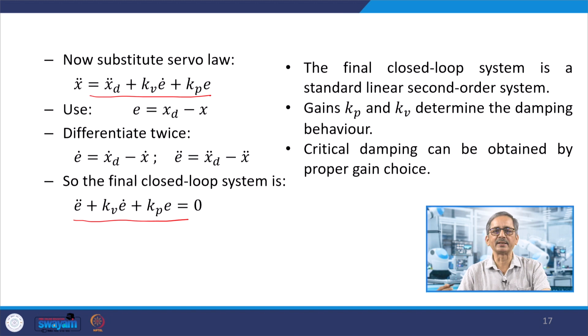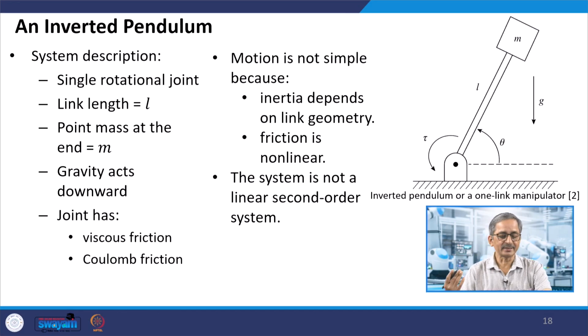So it is a standard linear second order system, and gains Kp and Kv determine the damping behavior. As we have seen, our aim is always to have critical damping so that we get the fastest response. We can get that critical damping behavior by choosing the appropriate values of Kp and Kv over here. Next, let us look at an inverted pendulum.